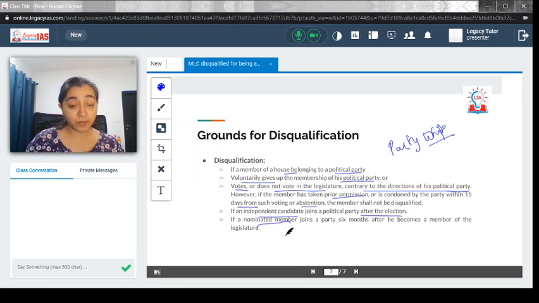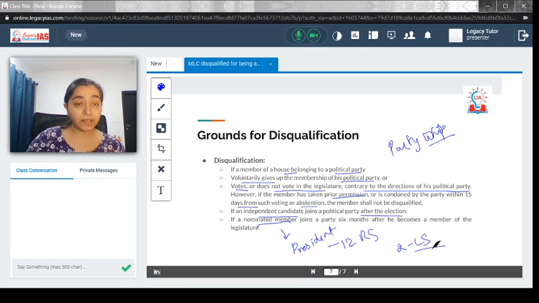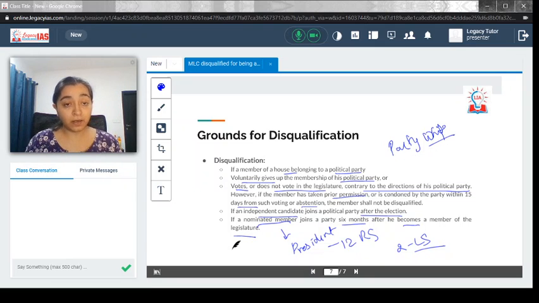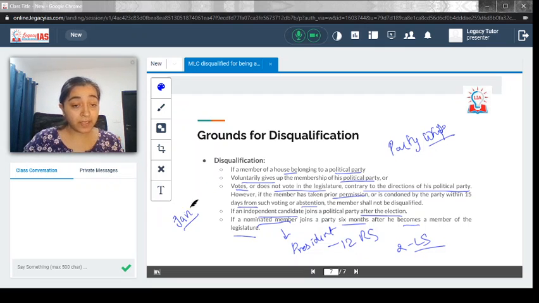And finally, if a nominated member, so we know that the President nominates 12 members to Rajya Sabha and two to Lok Sabha, joins a party 6 months after he becomes a member of a legislature. For example, somebody joins the Rajya Sabha as a nominated member in January, having been nominated because of their contribution in the fields of art, literature, science, and social work. If maybe in September they decide to join a political party, this will become a ground for their disqualification. So just remember that these are the grounds of disqualification which have been defined in the anti-defection law.